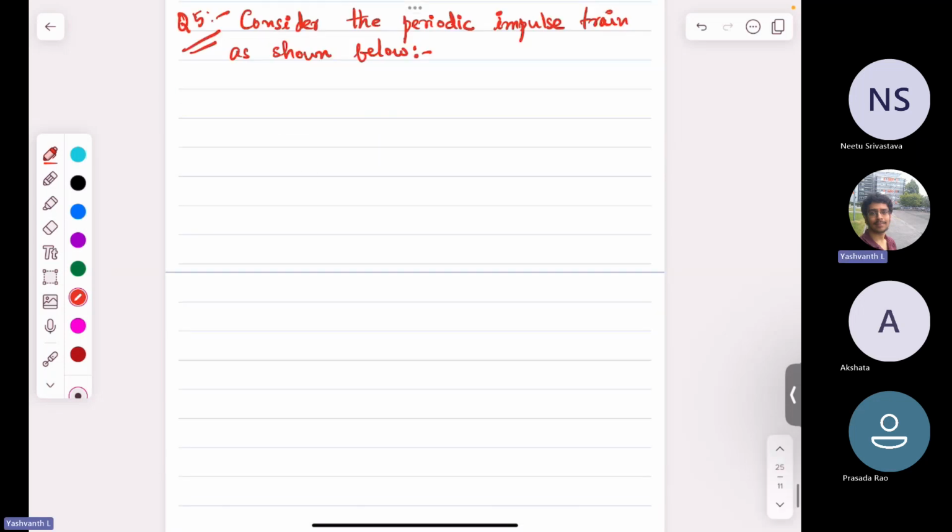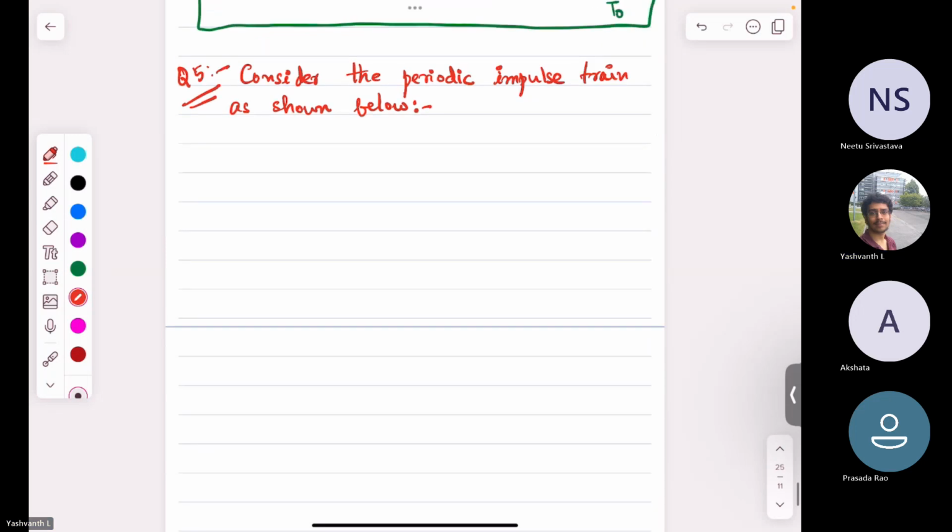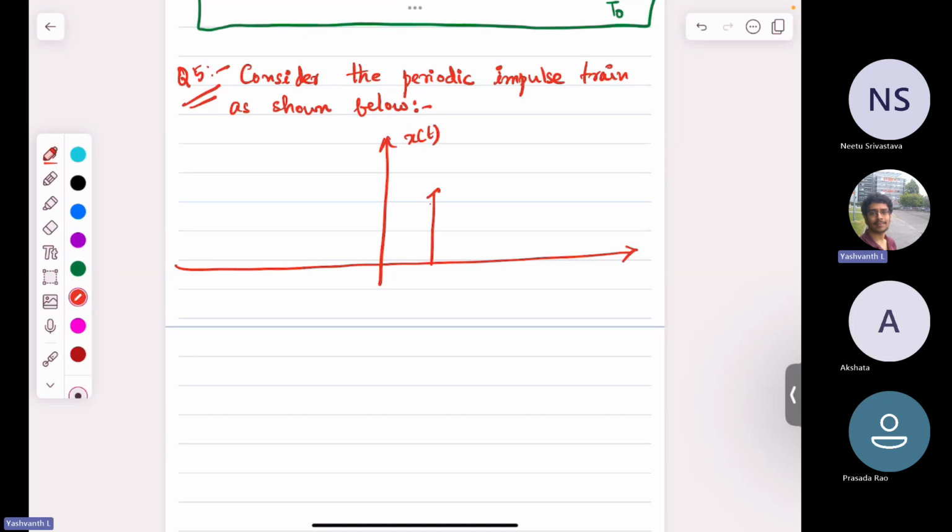Okay, so how does the impulse train look? Something like this. This is your x of t. Series of impulses. Okay, maybe I'll use different colors. This is 0, this is T naught, this is 2T naught, minus T naught, minus 2T naught, and so on. It goes on. So it's of course a periodic signal. Each one is a delta function.